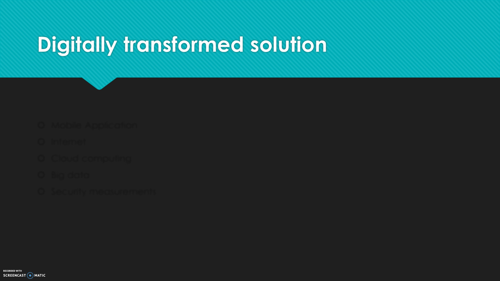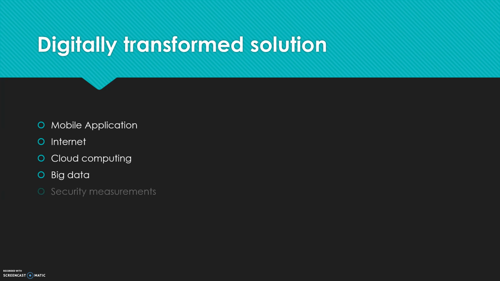So if you look at a digitally transformed solution, we would go for a mobile application or an internet-based solution, which would make use of cloud computing since we do not need all the resources consistently. Big data could be used to distribute the results amongst the public and could be used for calculating statistics or research. Security measurements that we could take are facial recognition, iris scanners, fingerprint readers, and others.